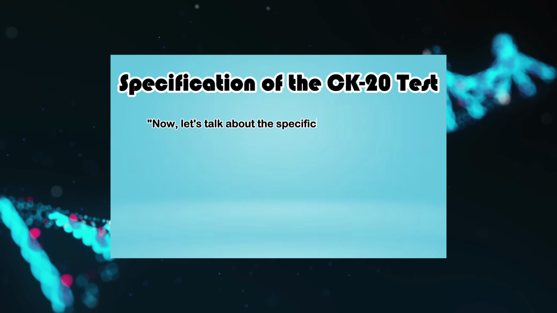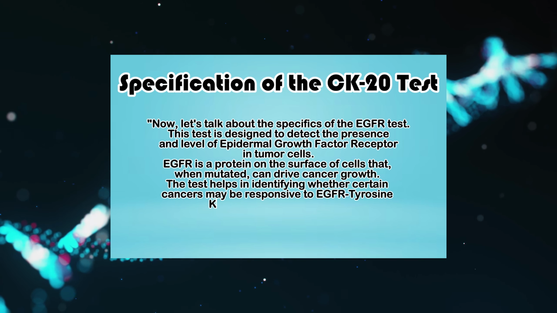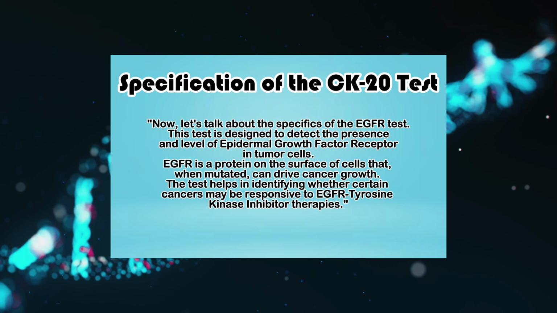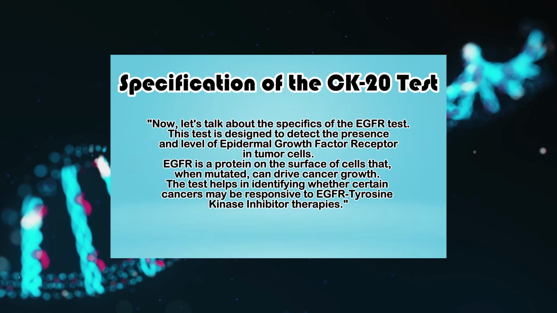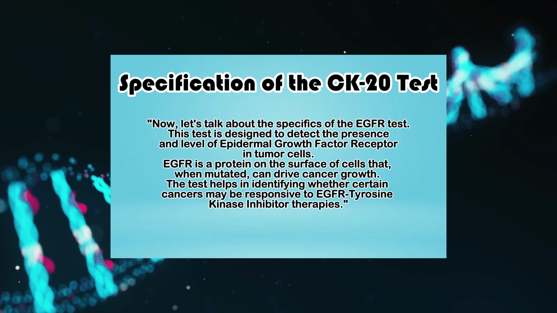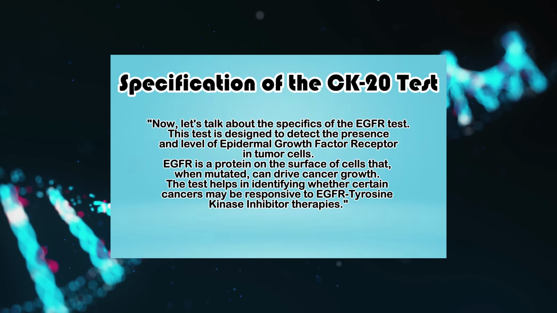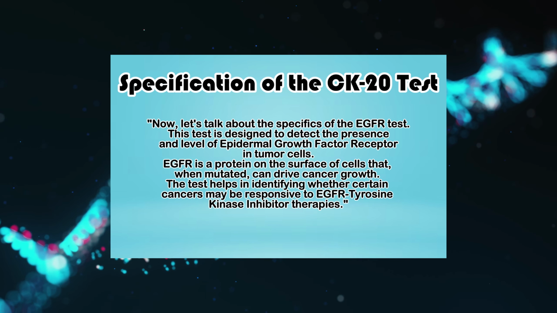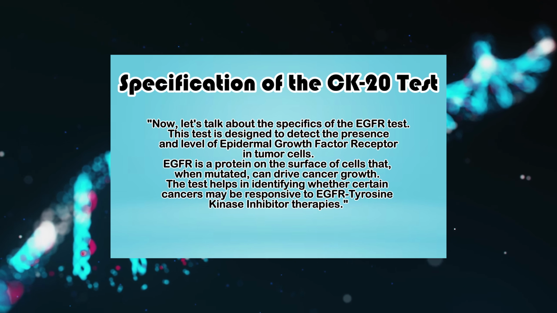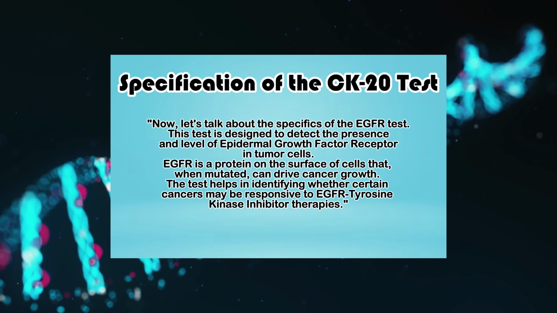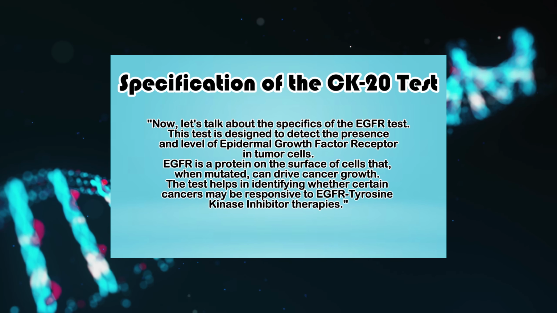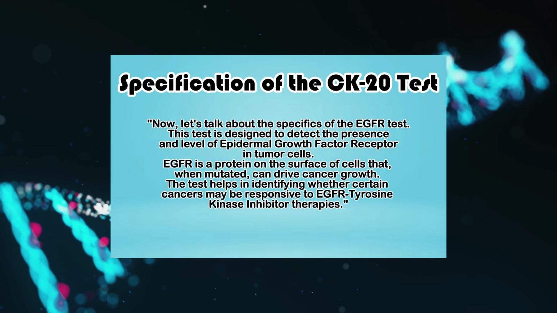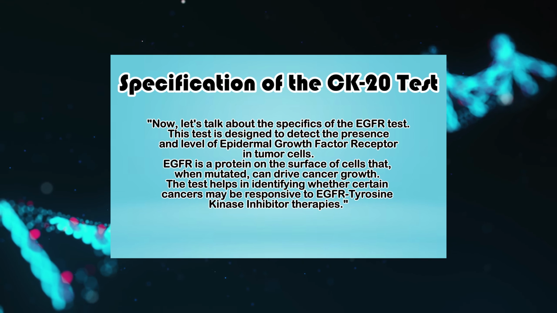Test specifications. Now let's talk about the specifications of the EMA test. EMA is an immunohistochemical stain that targets the epithelial membrane antigen, which is found in many types of epithelial cells. The test is commonly used to recognize the epithelial origin of poorly differentiated malignant tumors. This is particularly valuable when the cancer's tissue of origin is unclear, helping doctors to narrow down the diagnosis.